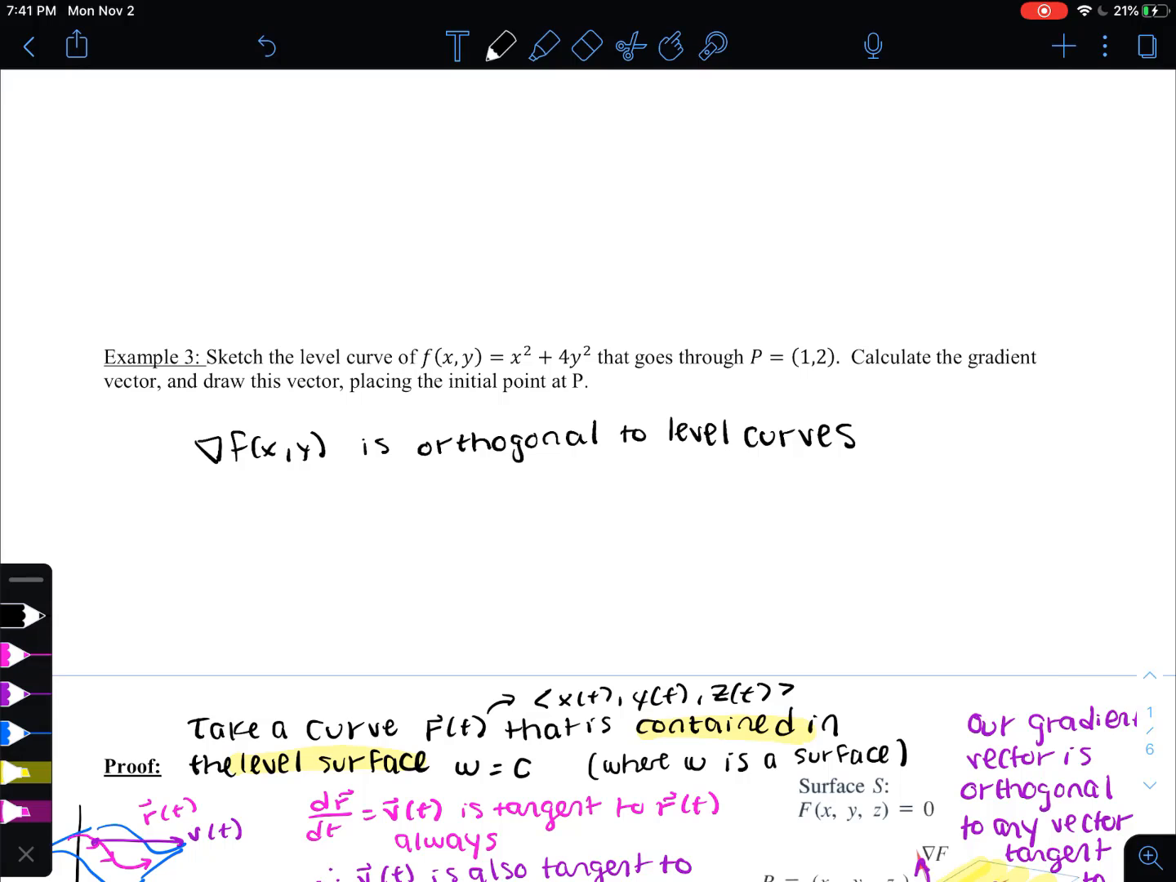Okay, so that would be like if we had a function f of x and y, and we set it, or that's the same thing as z, and we set it equal to a constant. Okay, so that would look like, let's say, x squared plus y squared equals c. Okay, so a gradient vector of two dimensions is orthogonal to level curves.